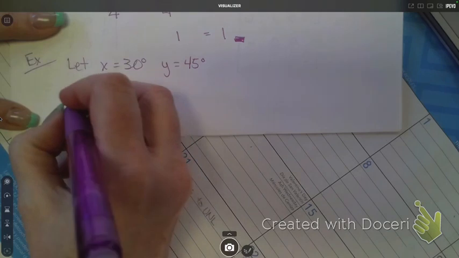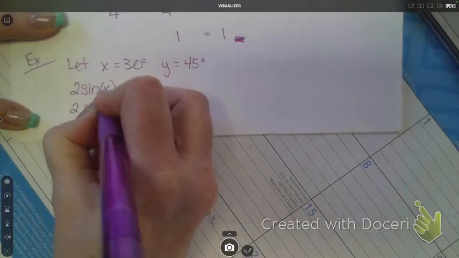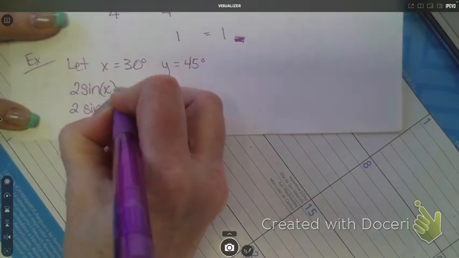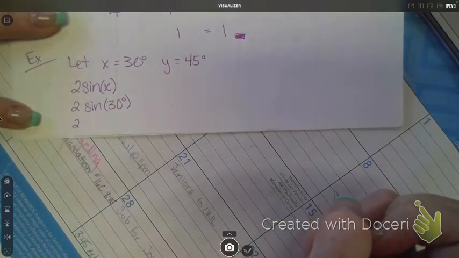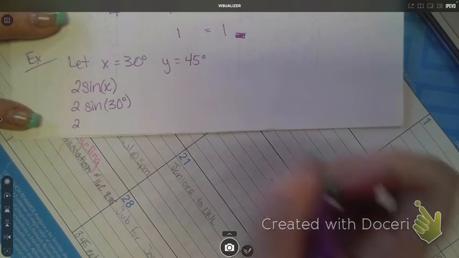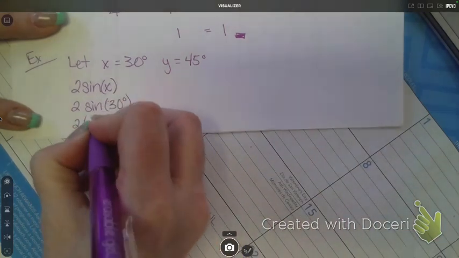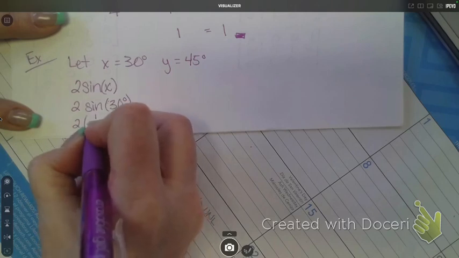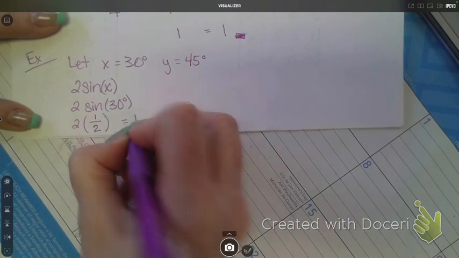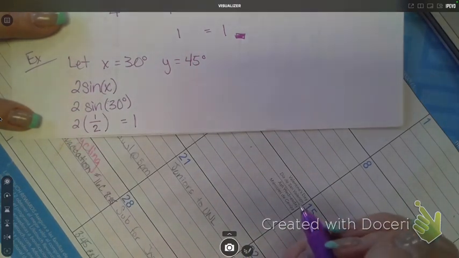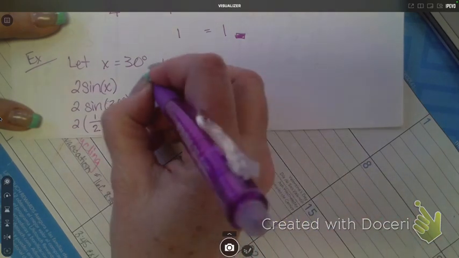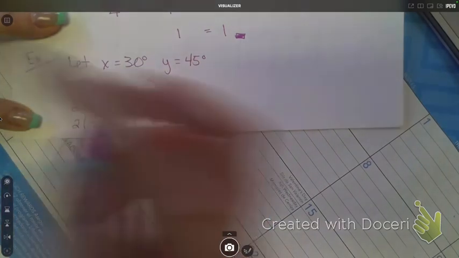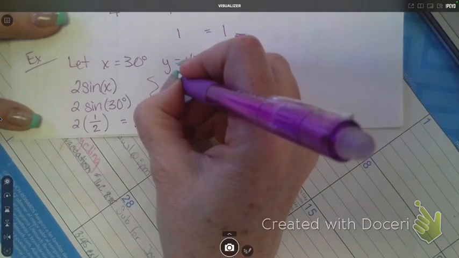Plug 30 in for x. So 2 sine of 30 degrees. Okay, so sine is opposite. What's opposite of 30? 1 over hypotenuse, 2. So the answer is 1. Do you see how important it is going to be for you guys to remember those? Every day we are going to use those from now until the end of the semester.